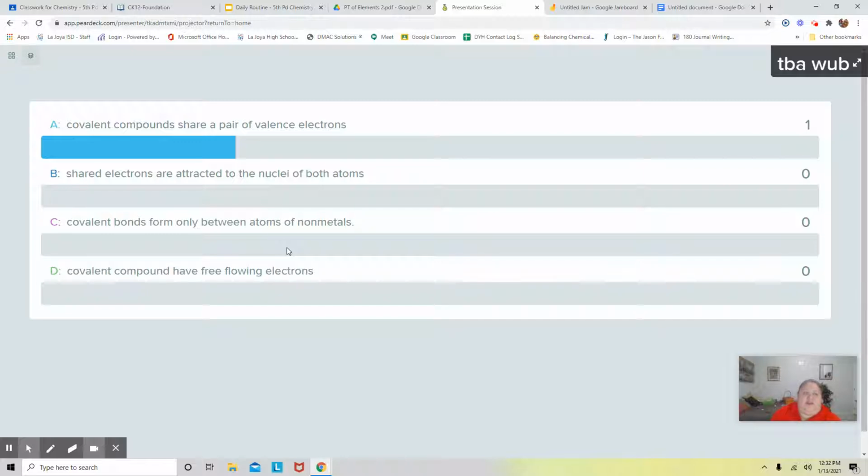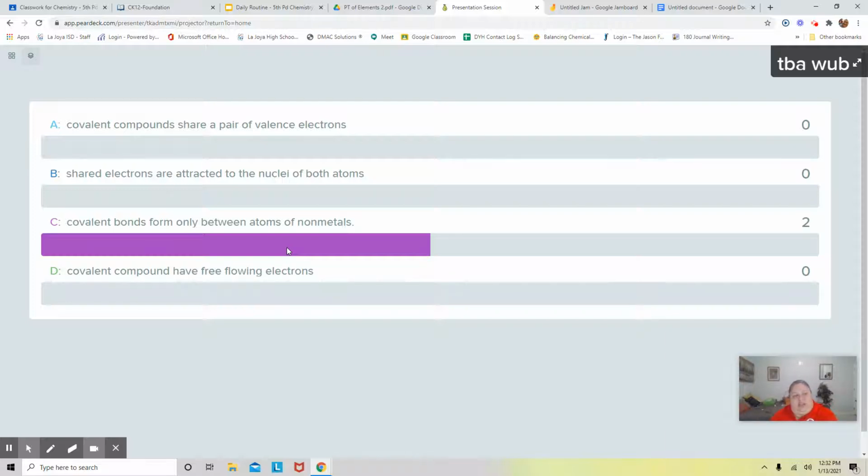What was not discussed about covalent compounds? A. Covalent compounds share a pair of valence electrons. B. Shared electrons are attracted to the nuclei of both atoms. C. Covalent bonds only form between atoms of nonmetals. Or letter D. Covalent compounds have free-flowing electrons. Which of them was not part of our discussion?